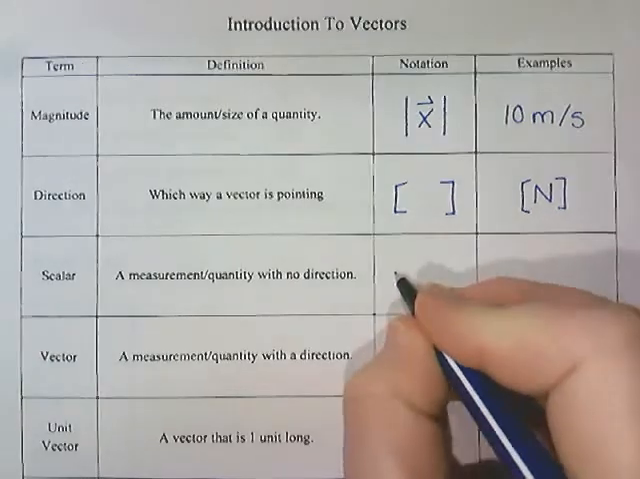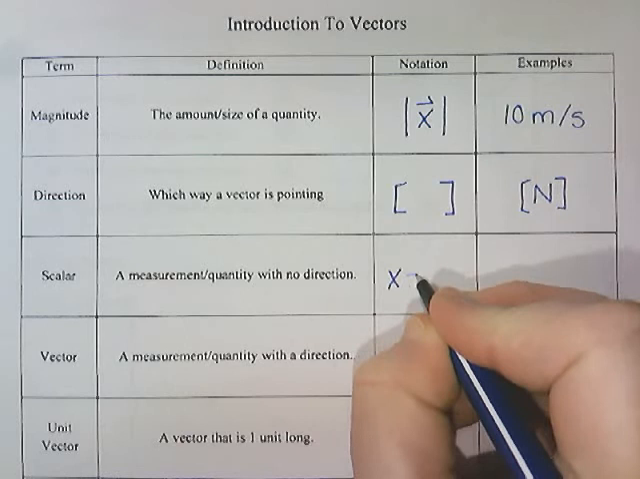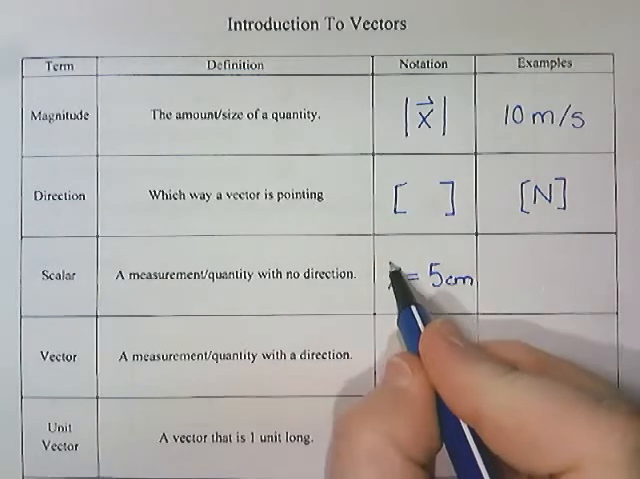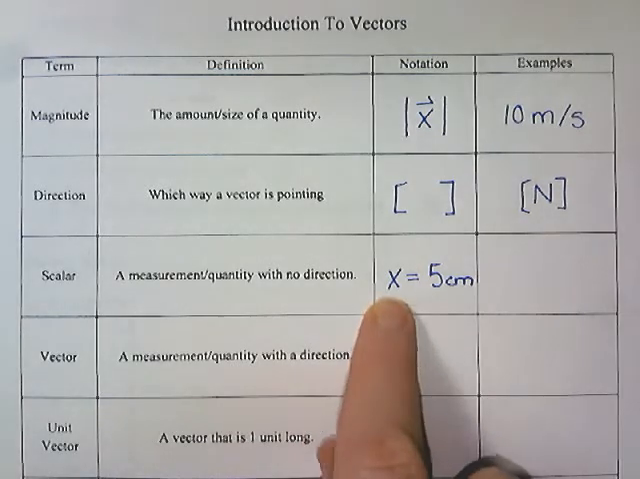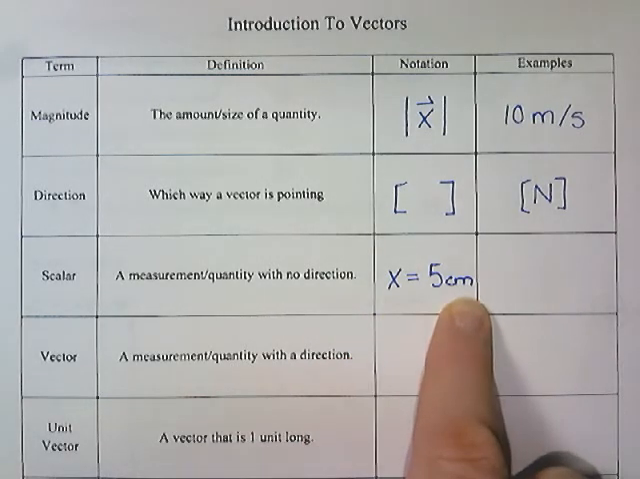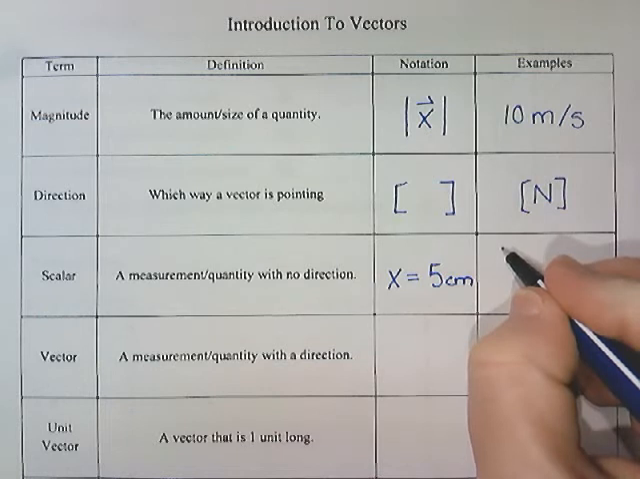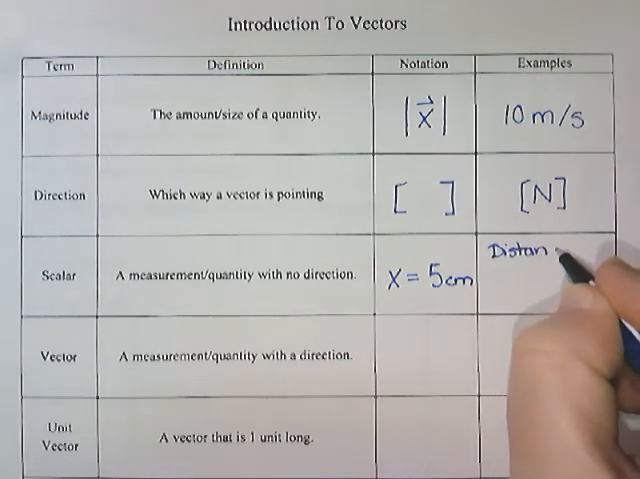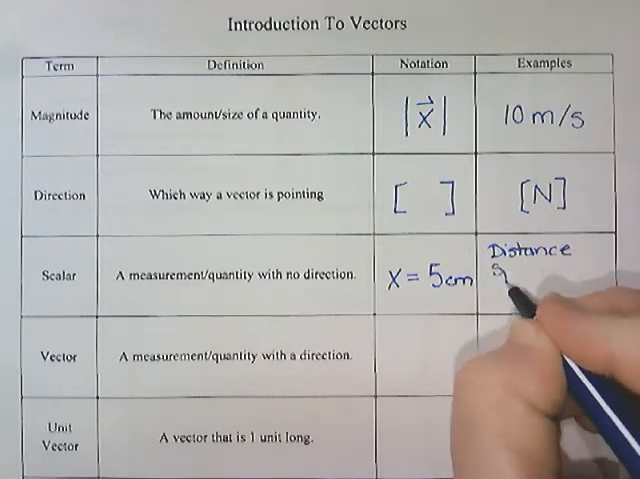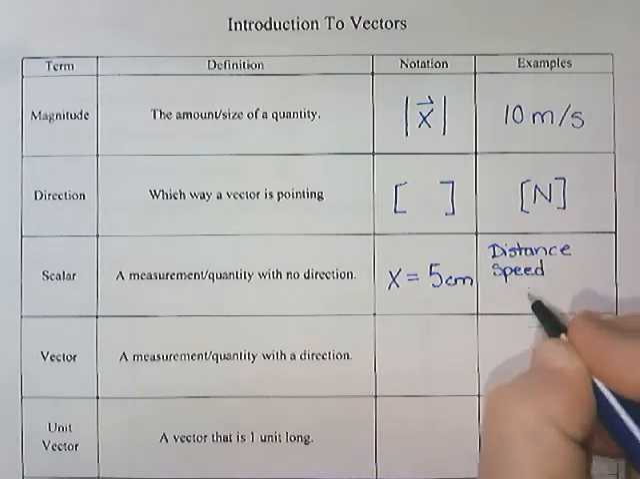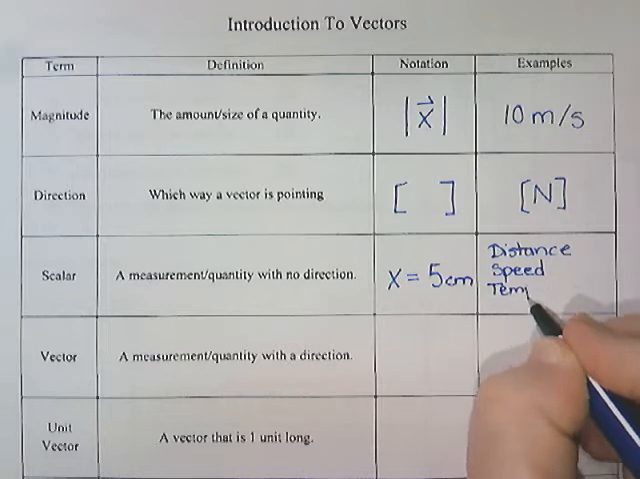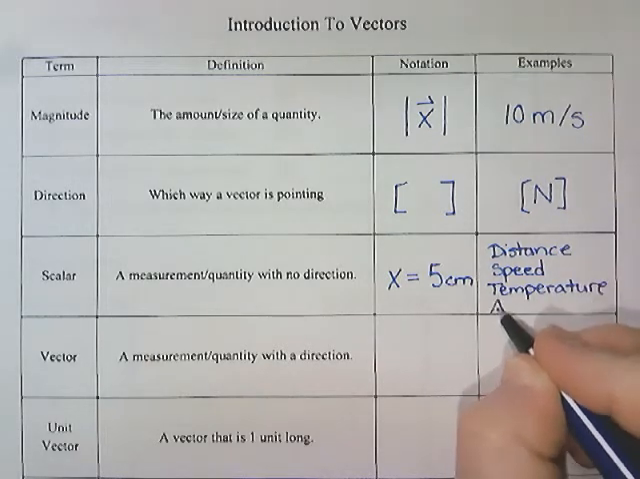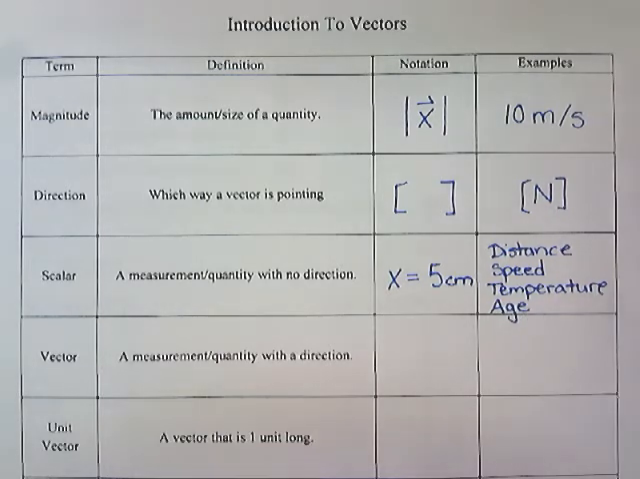So I'm going to put an example. I would maybe say that x is 5 centimeters. I don't put the little arrow over top because it's not a vector, it's just the variable x. So x is 5 centimeters. And some examples could be a distance, a speed, temperature, your age. All of those things are numbers that do not have an associated direction.